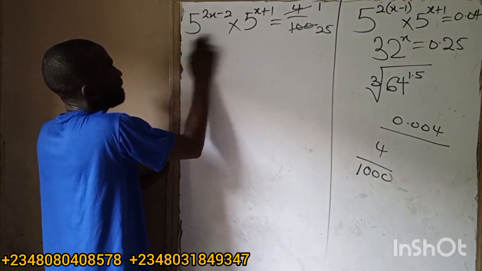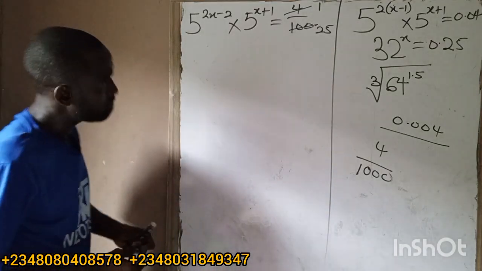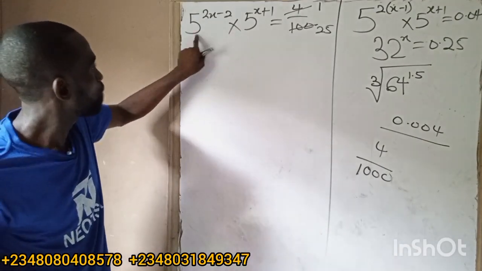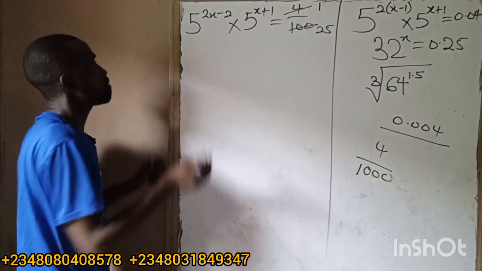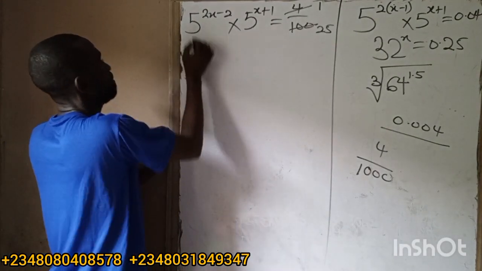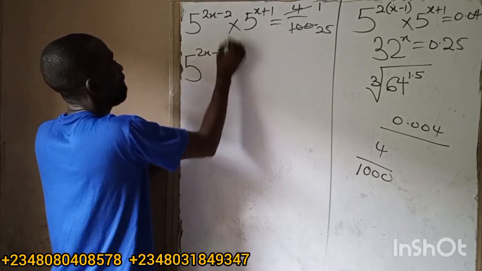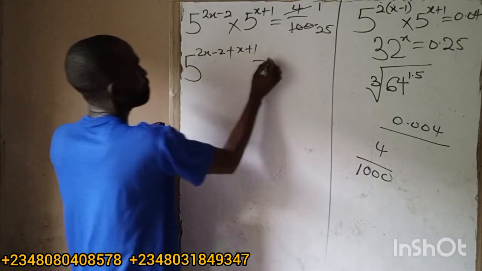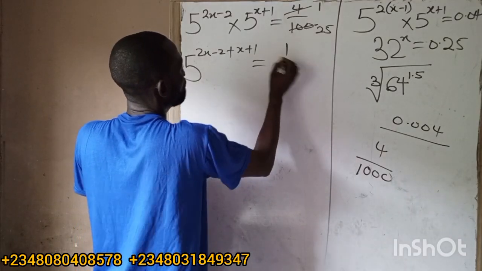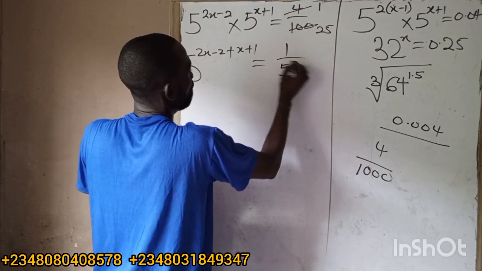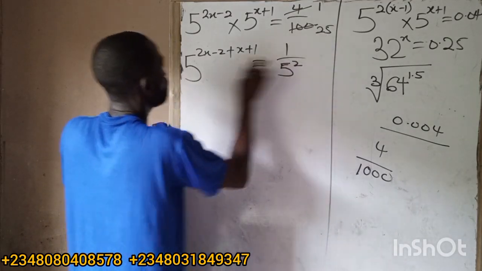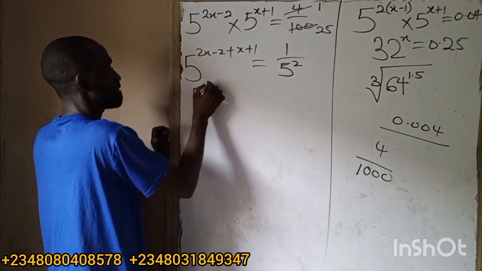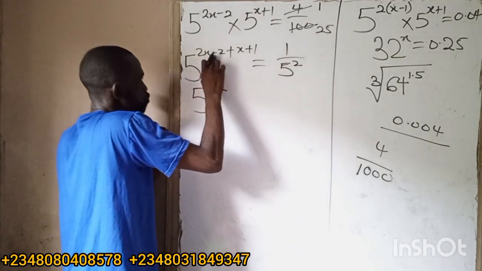So if I have the same base and I have multiplication in between them, I will take one of the bases and add their powers. So this will become 5 raised to power 2x minus 2 plus x plus 1, is equal to 1 over 25. This is 1 over 5 raised to power 2, since 25 is 5 raised to power 2. What is 2x plus x? That is 3x. So I'm having 5 raised to power 3x minus 2 plus 1.